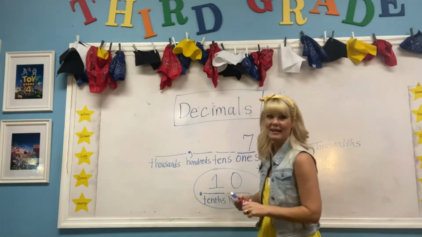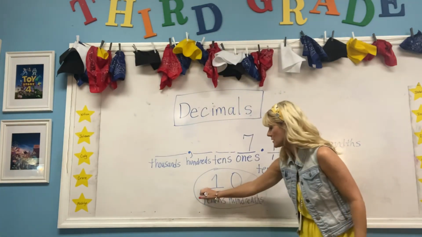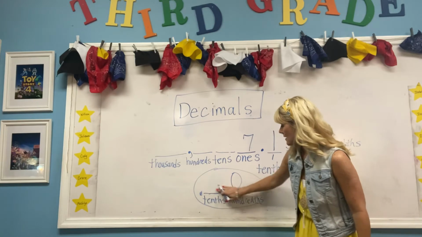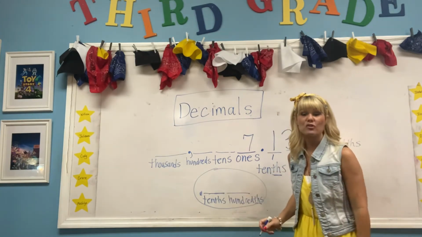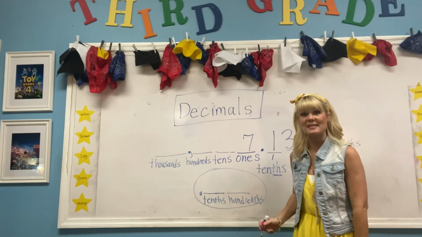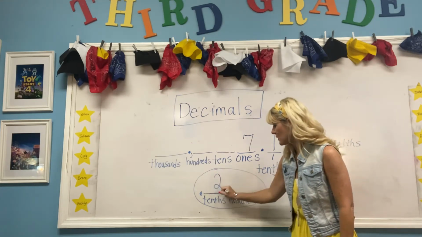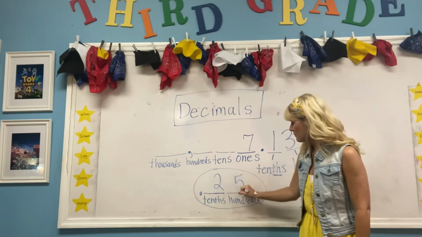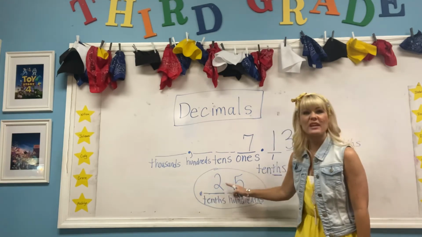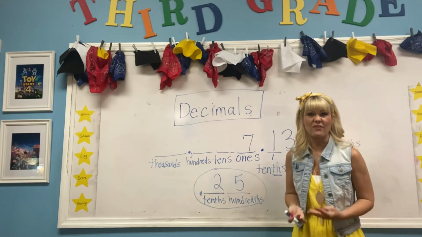I would go back to my decimal point here, and 25 cents means you have 20, which is 2 tens. So I'm gonna put a 2 in the tens place, and you have 5 ones, so I'm gonna put a 5 here. It means 0.25, 25 out of 100.